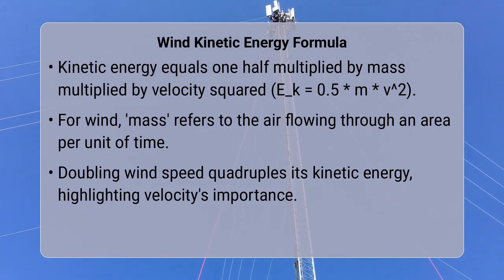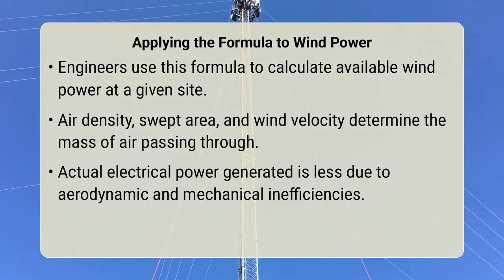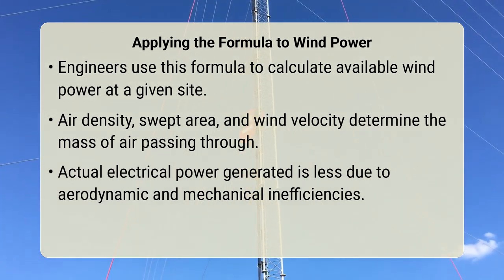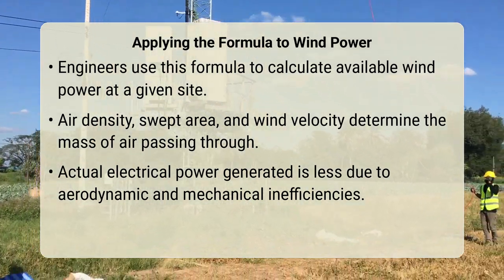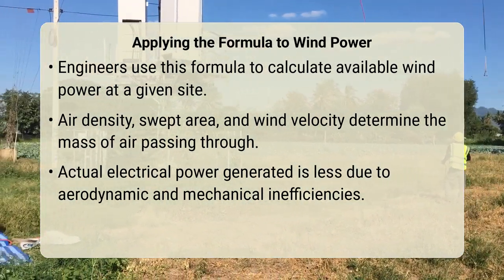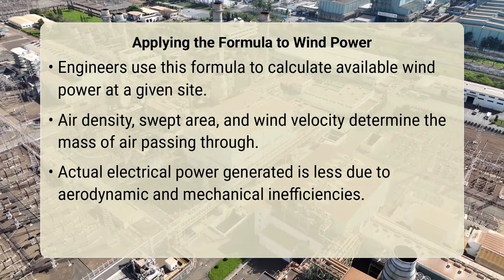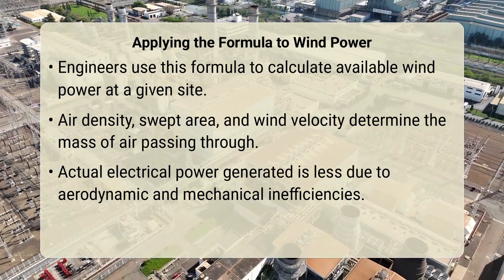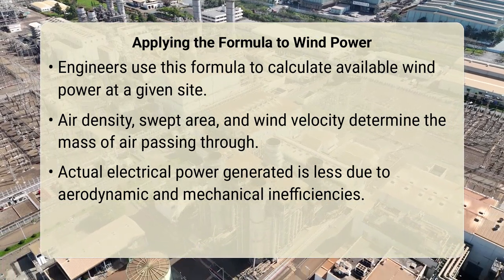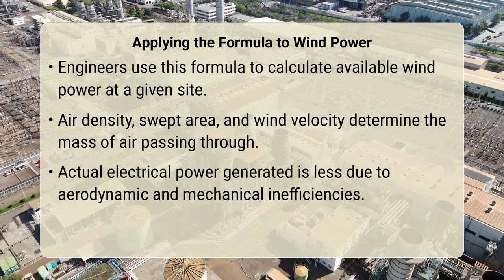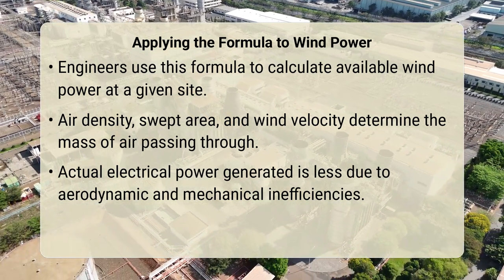First, you calculate the mass of the air flowing per second through the area swept by the wind turbine blades. This mass flow rate is the air density multiplied by the swept area and the wind velocity. Then, you plug this mass flow rate and the wind velocity into the kinetic energy formula to find the kinetic energy per second, which is essentially the power available in the wind. Remember, the actual electrical power generated will always be less due to aerodynamic, mechanical, and electrical losses, typically captured by a power coefficient.